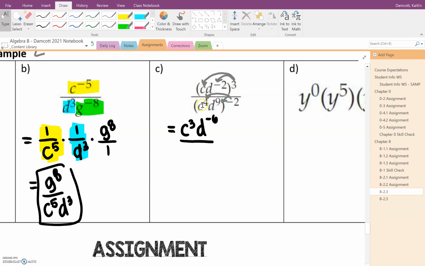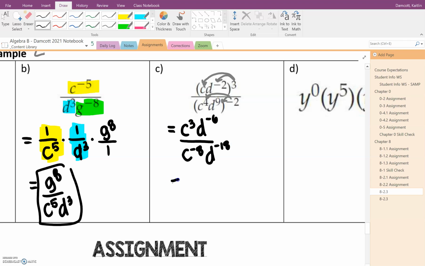So on the bottom, we've got c to the 4th, and now we're going to raise it to the -2. So we keep our base, and then we've got 4 times -2 is -8. And then finally, d to the 9th raised to the negative 2. Keep the base of d. 9 times negative 2 is negative 18.